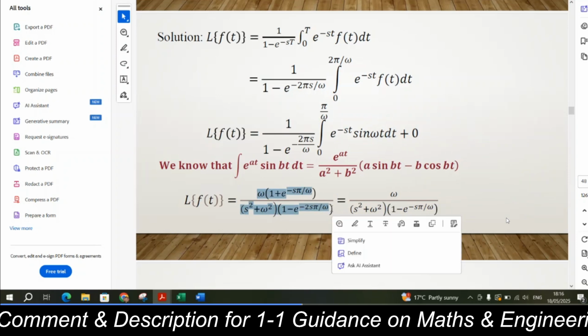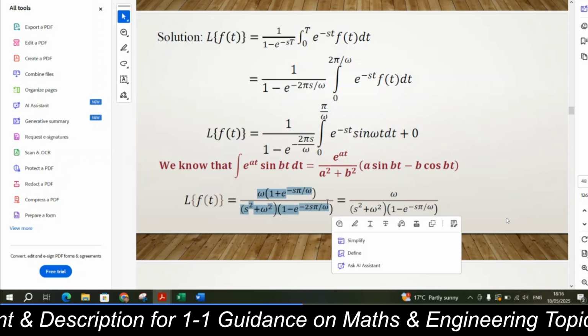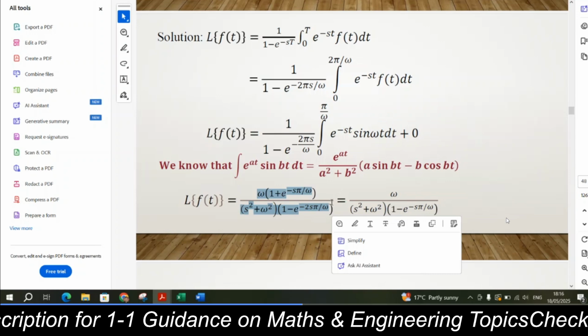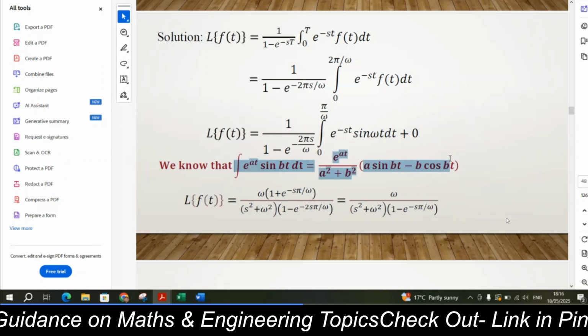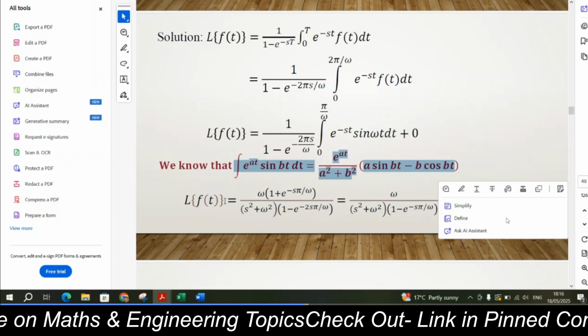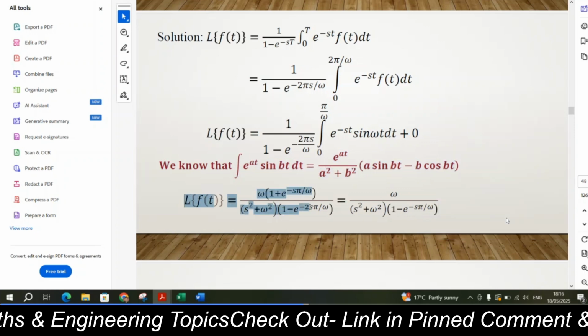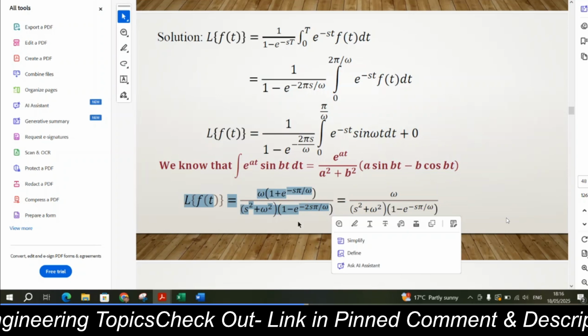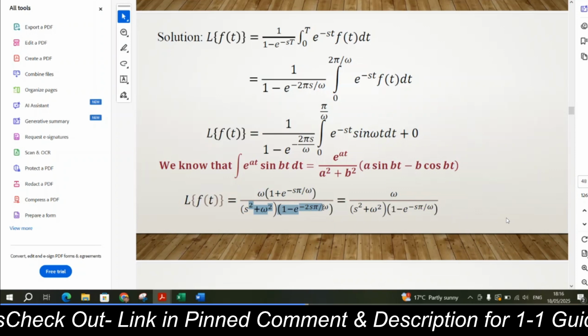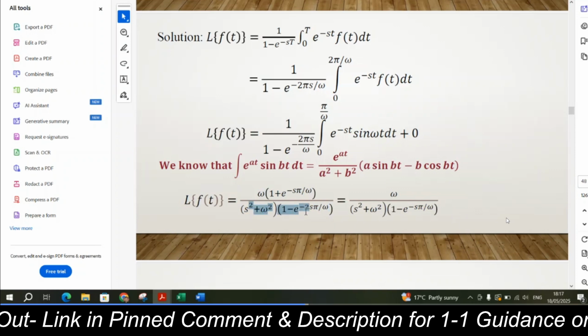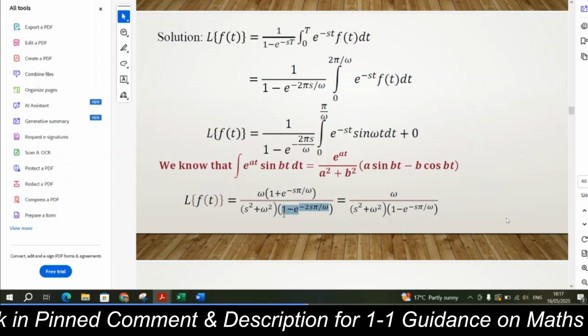So they have simply applied this particular formula on this, and then they have applied the limits as well, and then they have arrived at this particular answer. So they have skipped a lot of steps over here. Understood? If you are able to derive this, then you can even continue and see that you arrive at this particular answer.